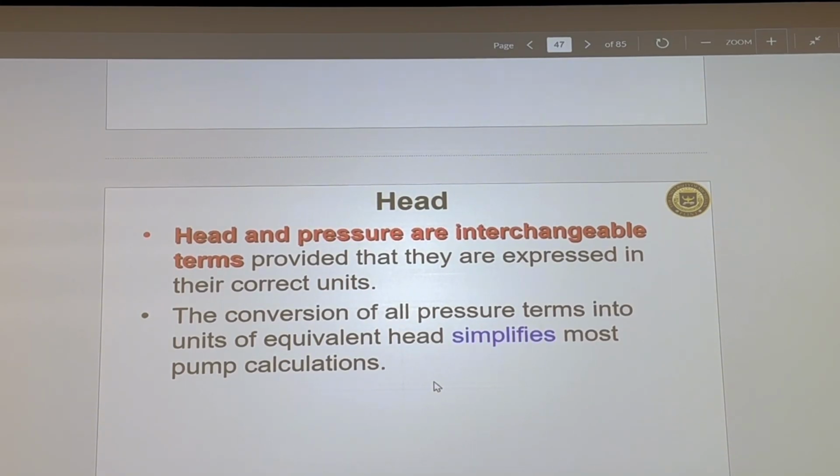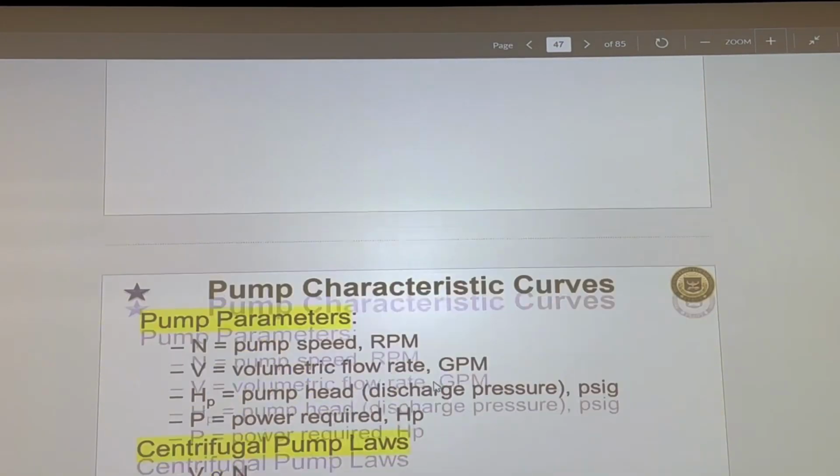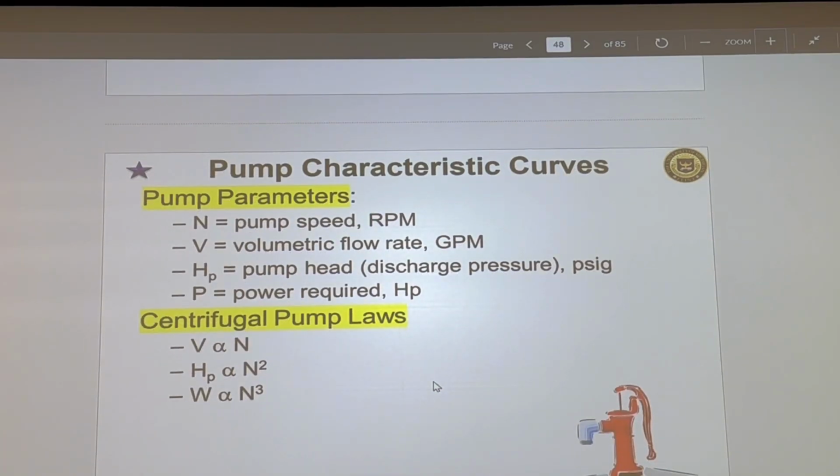Then why do we use head? Why are we not using pressure? Because it simplifies our calculations, it is much easier to deal with. Also, in the past, we used to measure things in terms of elevation, and head is a pretty good measure to understand. If you say 43 psi, we don't know, but 100 feet of water is easy to imagine. So that's it. Another important characteristic is this slide here.